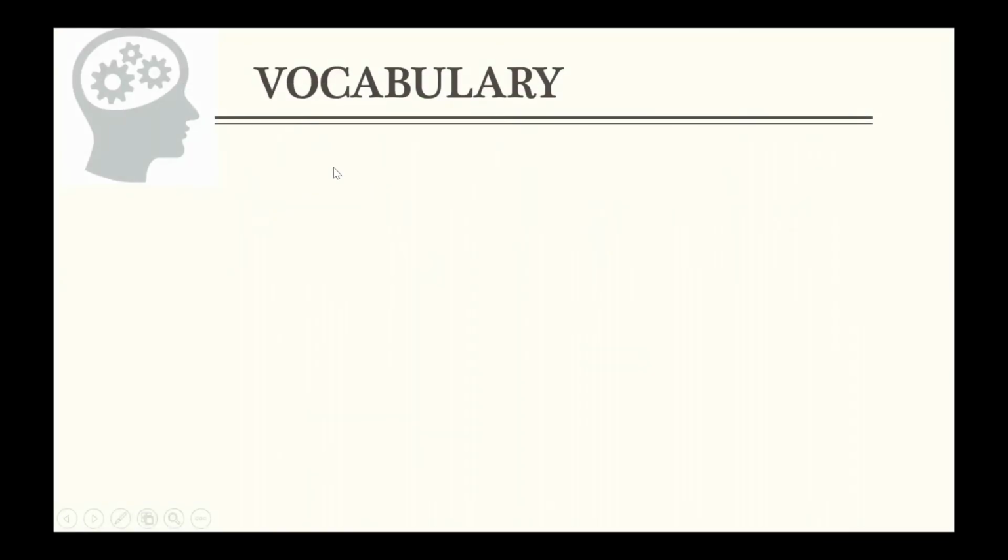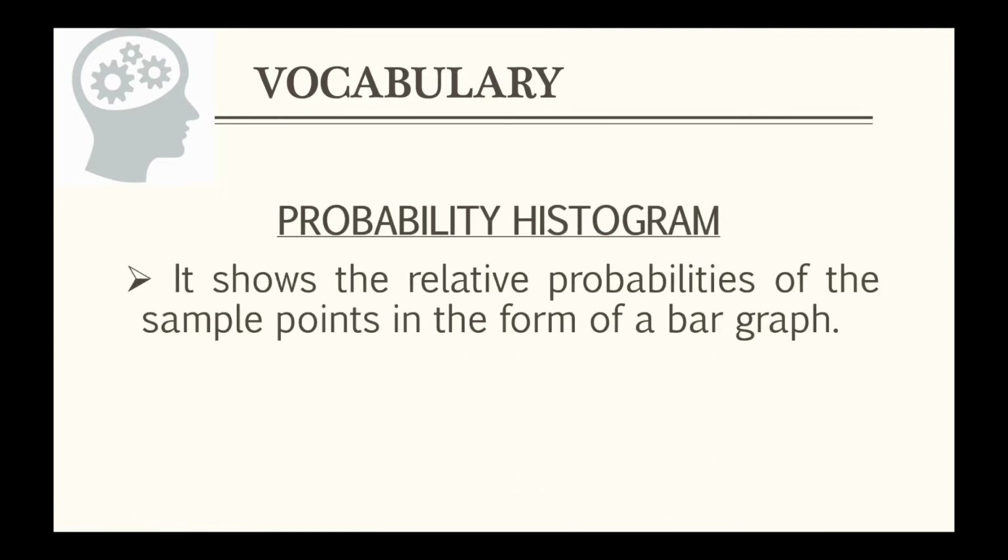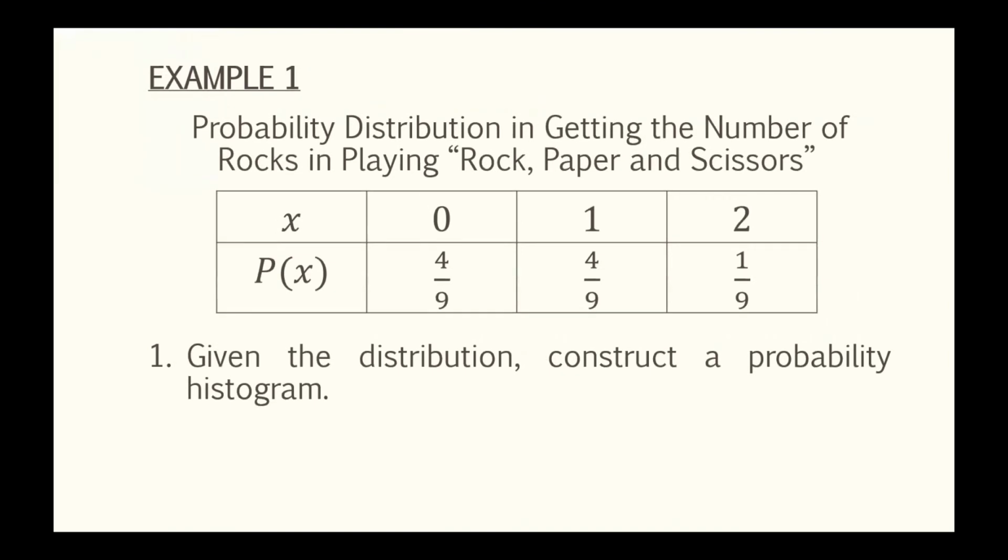In this lesson, we're going to define probability histogram. It shows the relative probabilities of the sample points in the form of a bar graph. Example, we have here the probability distribution in getting the number of rocks in playing rock, paper, and scissors. That is given in the table.